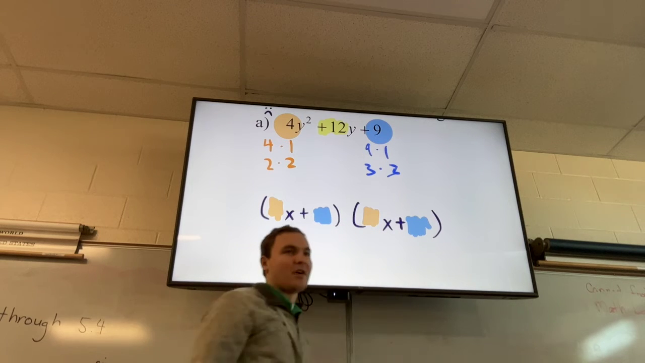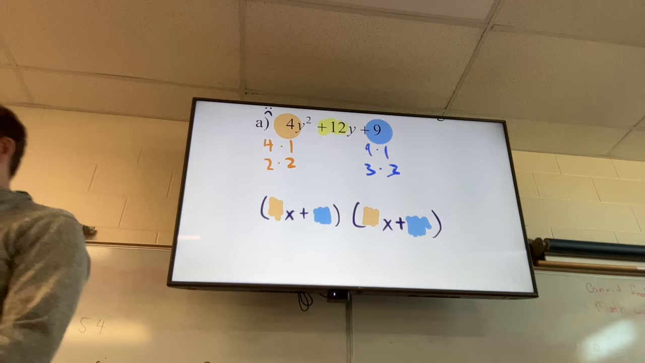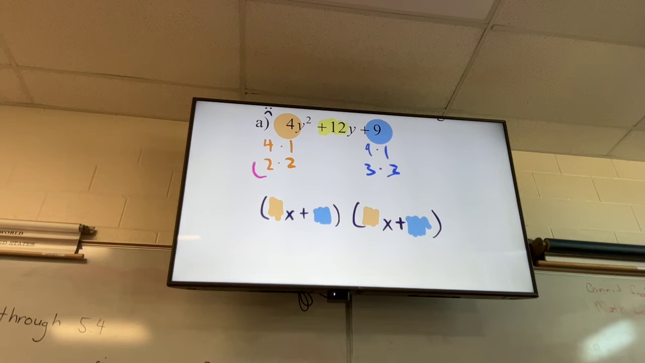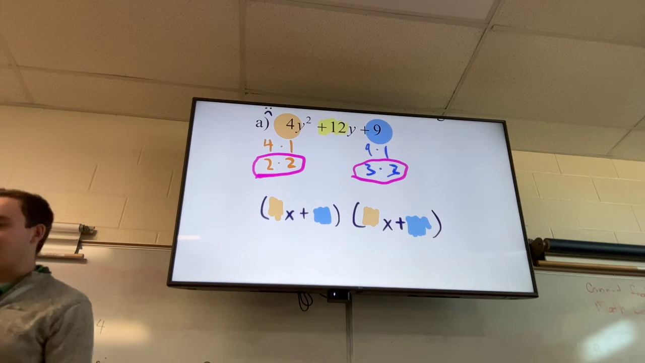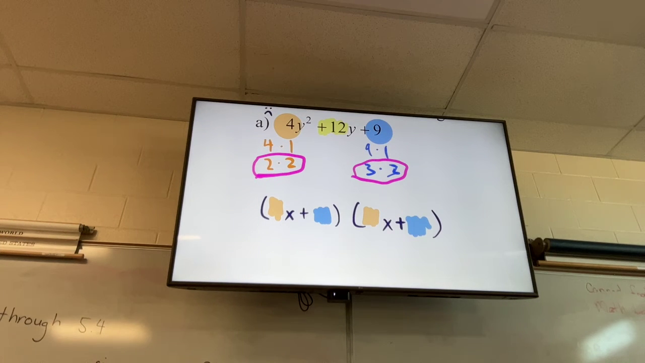6 plus 6 is 12. So is that pair going to work? Yep. So let's circle the ones that worked. Good. I think the hardest part of this process is this last step.